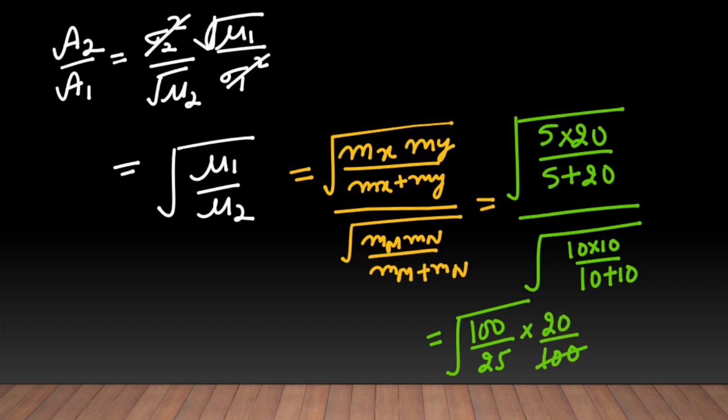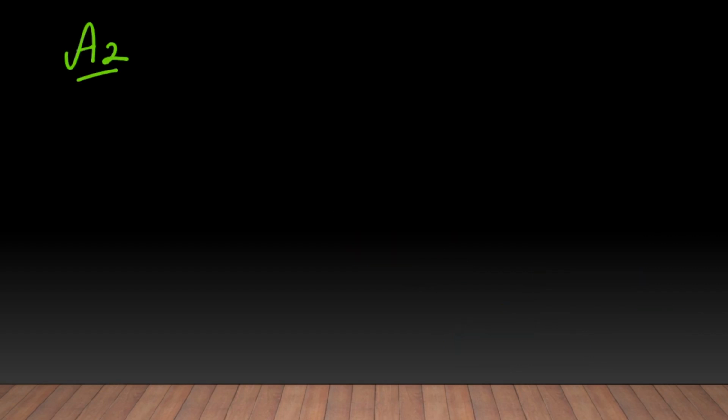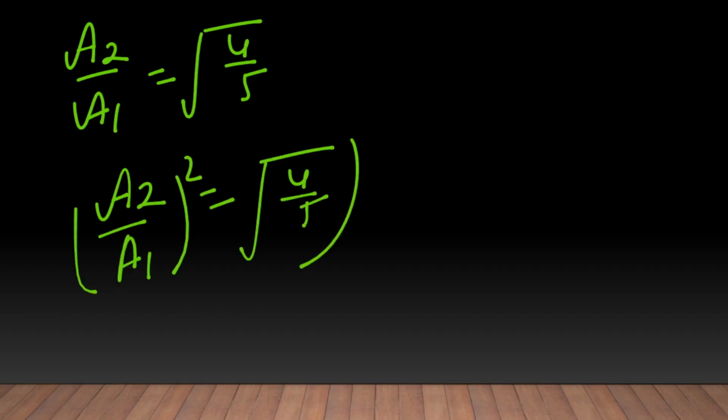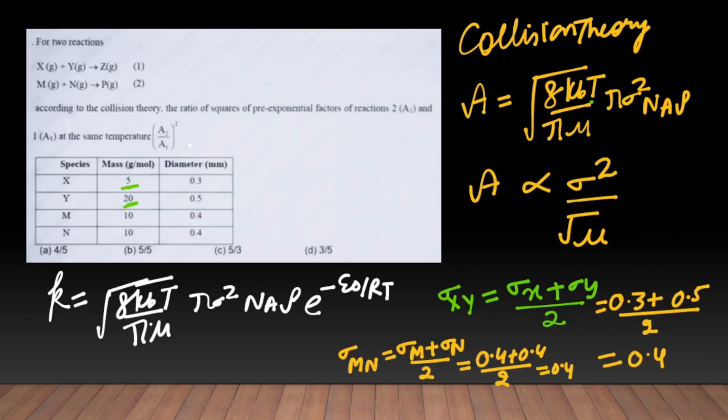This value will become 100 and 100 will get cancelled out. That is equal to root of 20 upon 25, which is equal to 4 by 5 under root, right? This is the value of A2 by A1. A2 upon A1 is equal to root of 4 by 5. Now the square of it, A2 by A1 whole square, will be equal to root of 4 by 5 squared, that is equal to 4 by 5. So the correct answer becomes option A in this case, right?